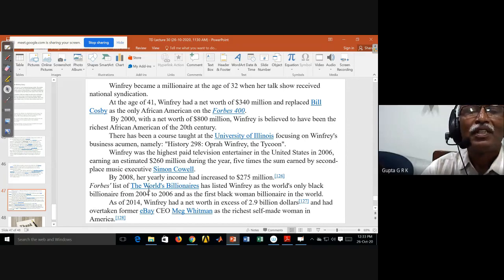Forbes' list of the world's billionaires has listed Winfrey as the world's only black billionaire from 2004 to 2006 and as the first black woman billionaire in the world. As of 2014, Winfrey had a net worth in excess of $2.9 billion and had overtaken former eBay CEO Meg Whitman as the richest self-made woman in America.